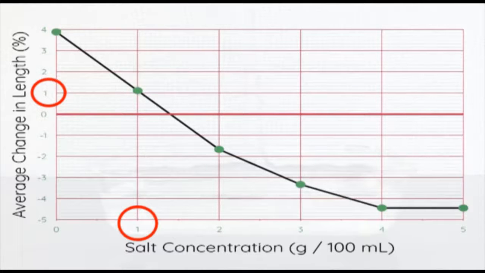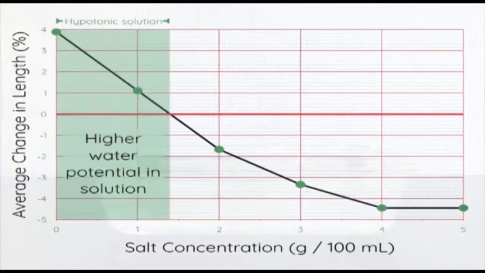This is because water has entered the potato cell by osmosis. This results in an increment in the length of the potato strip. This indicates that there is higher water potential inside the solution than the potato cells. That means the solution is hypotonic solution.